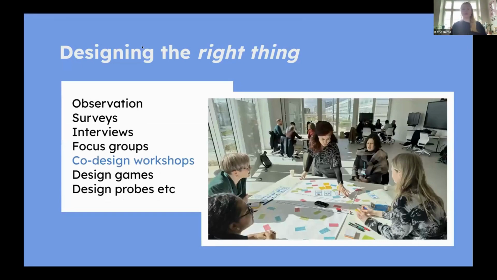The methods you would use in this process of designing the right thing start with observing. Observing is always a really nice first step to a project, if you have access to the field, where you can sit down and observe users in their natural habitat, so to speak, how they're working, and really see their workflows.